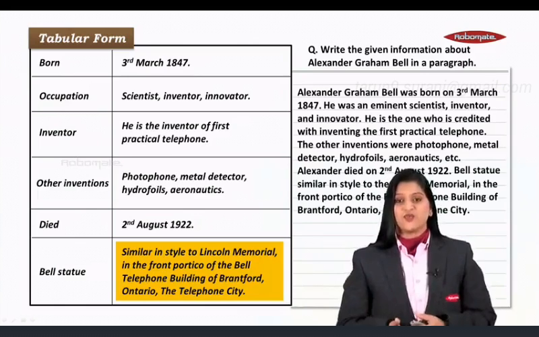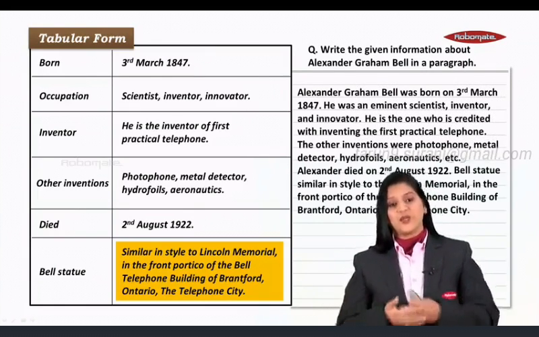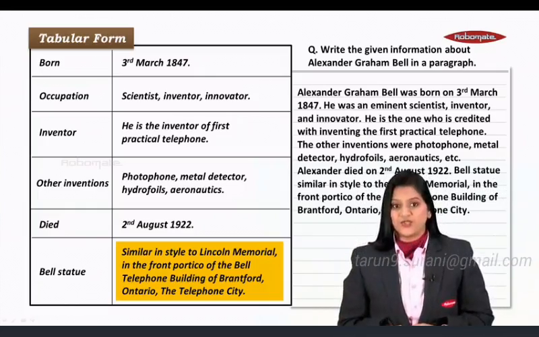So this is how you make your diagram into a paragraph. And we are done with the entire topic, information transfer here.